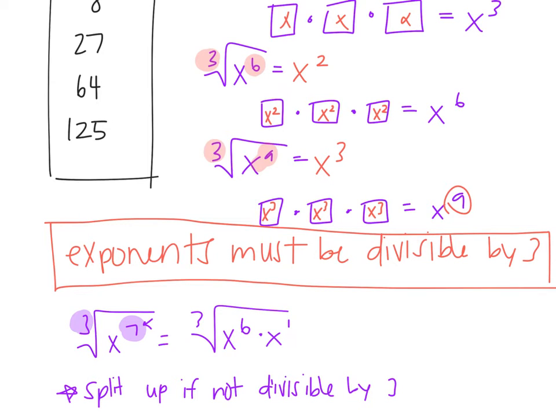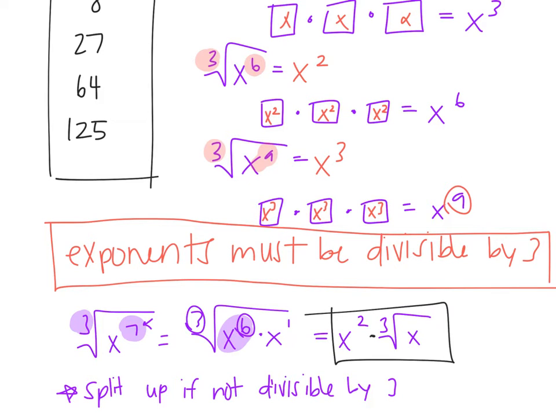So now I can simplify the cube root of x to the 6th power. When I simplify the cube root of x to the 6th, I take 6 and divide that by 3 to get x to the 2nd power. However, I still have an x left over. So my final answer would be x squared times the cube root of x. Alright, let's try one more.